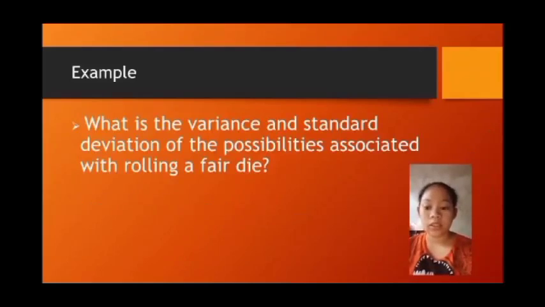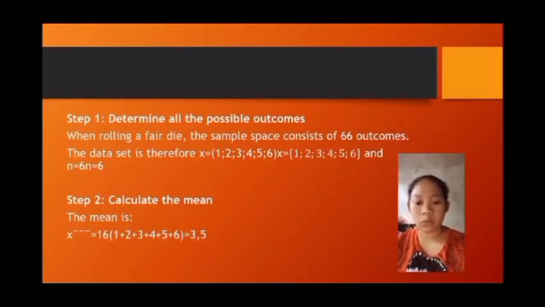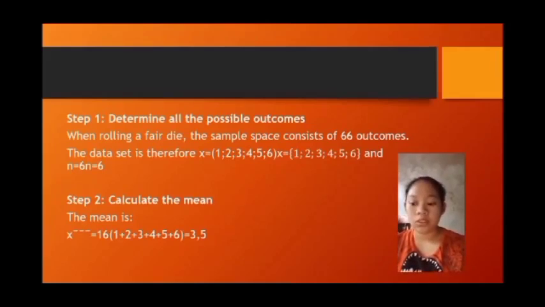What is the variance and the standard deviation of the possibilities associated with rolling a fair die? So this is how to compute the standard deviation and the variance. Step 1, determine all the possible outcomes. When rolling a fair die, the sample space consists of 6 outcomes. The data set is therefore x equals 1, 2, 3, 4, 5, and 6.